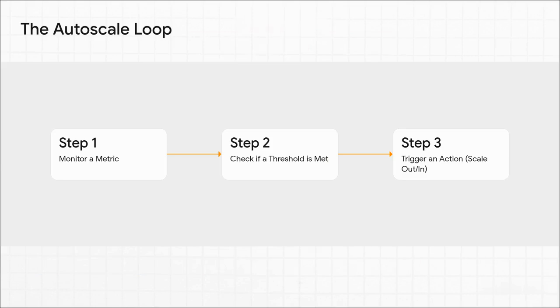So how does it actually work? Well, it's all based on this super simple 3-step loop that just runs over and over. First, the system monitors a metric, let's say, how busy the CPU is. Second, it's constantly asking, hey, has that metric crossed the line we drew in the sand? Are we over 80% busy? And finally, if the answer is yes, it triggers an action, like firing up a new server to help with the load. That's it. Monitor, check, trigger.